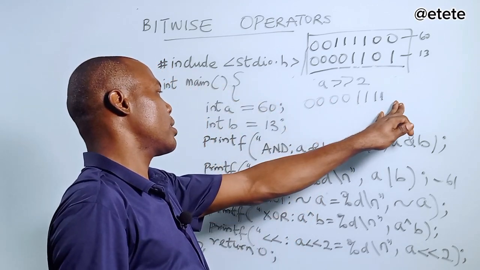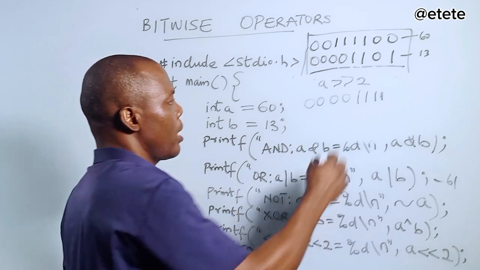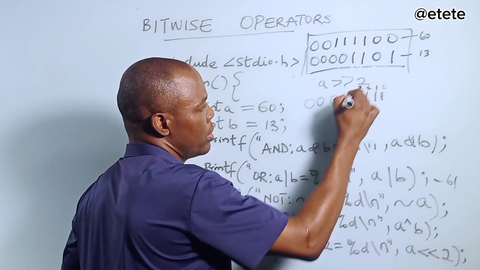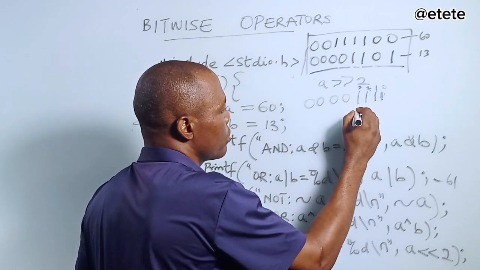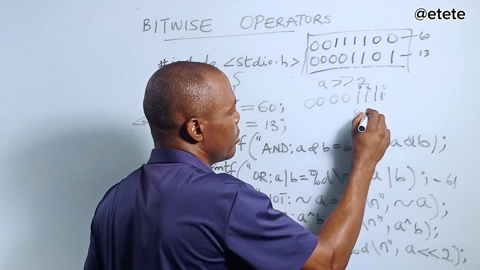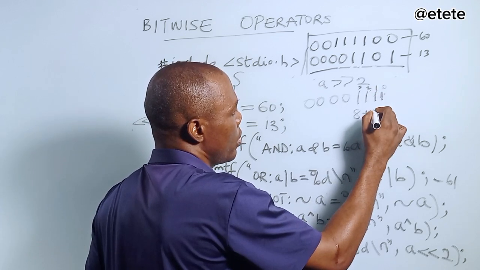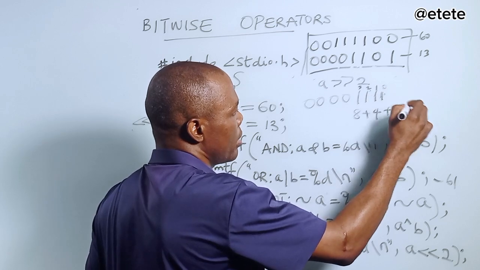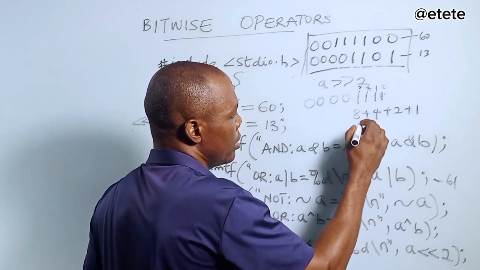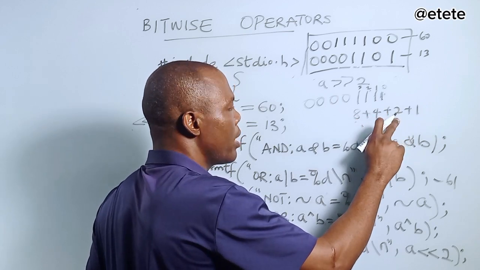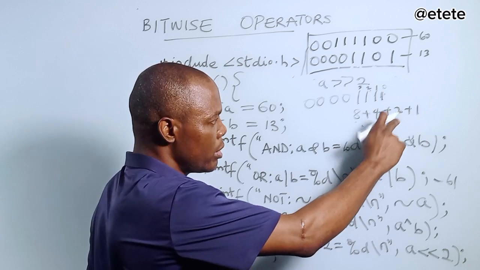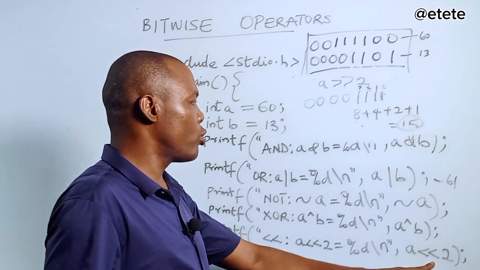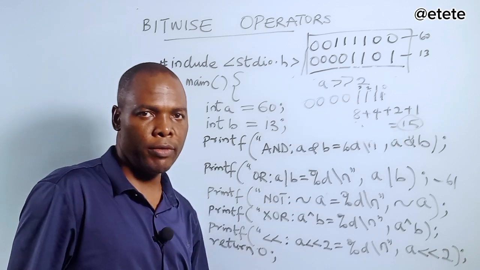So if I'm to convert this, what will that be? So this one will give me 0, 1, 2, 3. So this will give you 2 raised power 3, which is 8, plus 2 raised power 2, which is 4, then 2 raised power 1, which is 2, and then 2 raised power 0, which is 1. So this plus this will give you 12 plus 4, that is 14, plus 1, that is 15. So right shift 2, which is this, will give us 15.